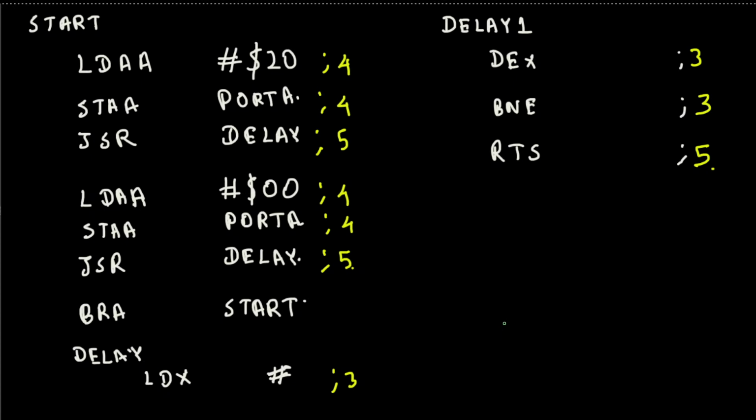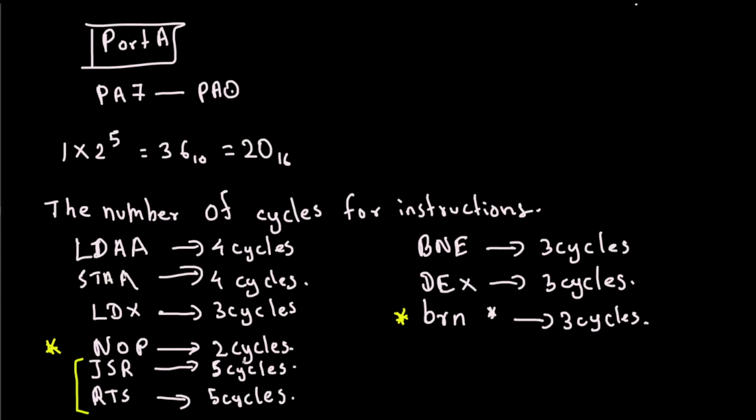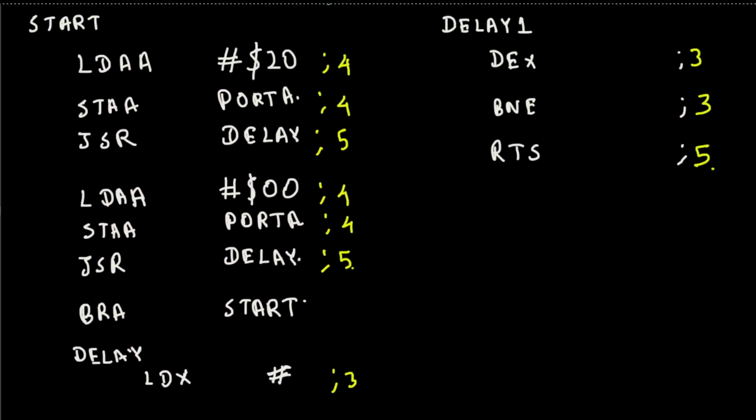So the easy way you can remember is, if you're loading or storing accumulator A, it's going to take 4 cycles each. And if you are dealing with anything related to subroutines, JSR or RTS, that takes 5 cycles. Other than that, all of them take 3 cycles, and the extra things, if you want to add, NOP takes 2 cycles, BRN takes 3 cycles.